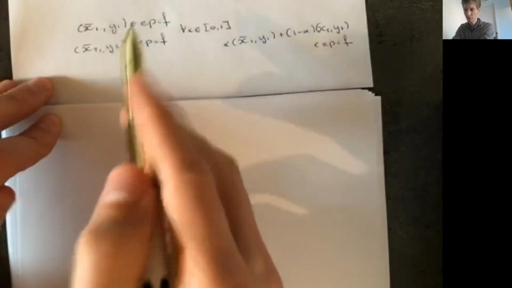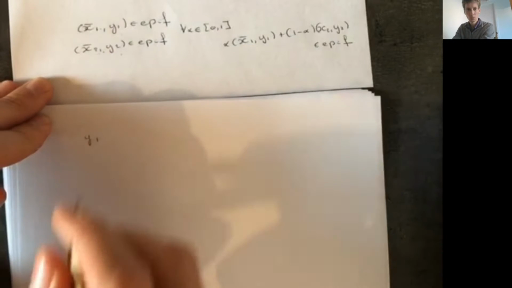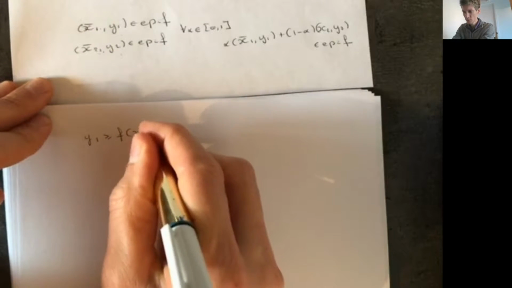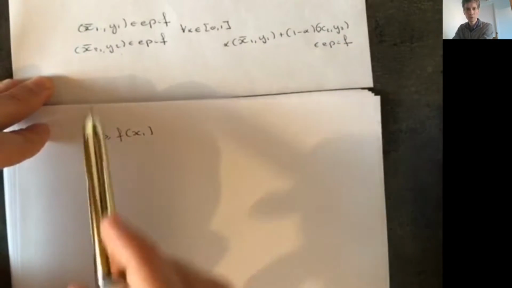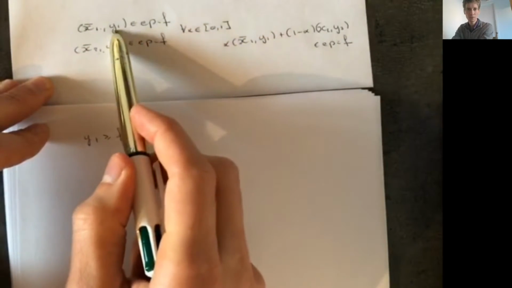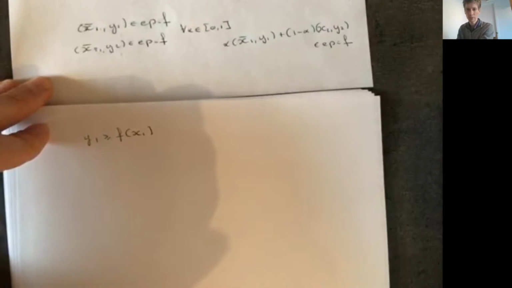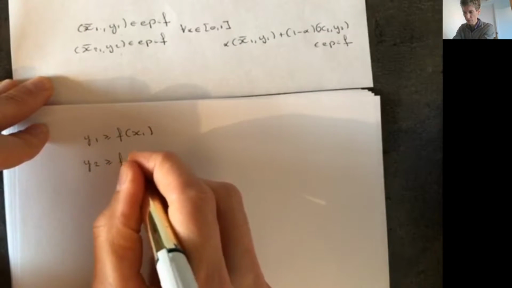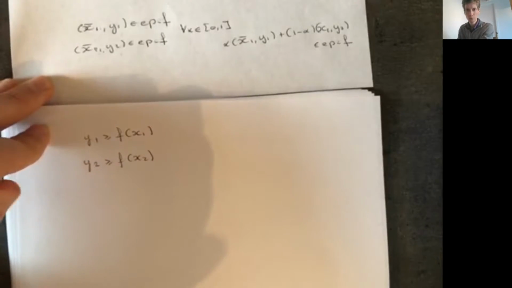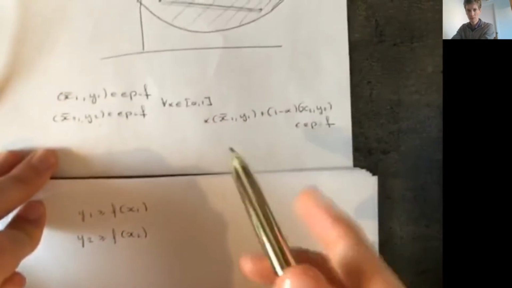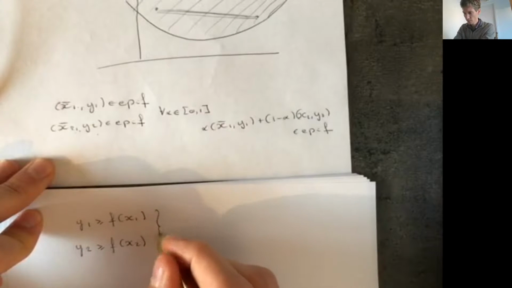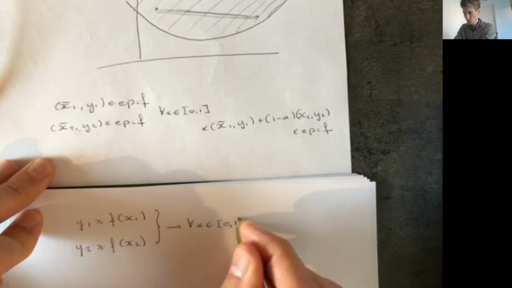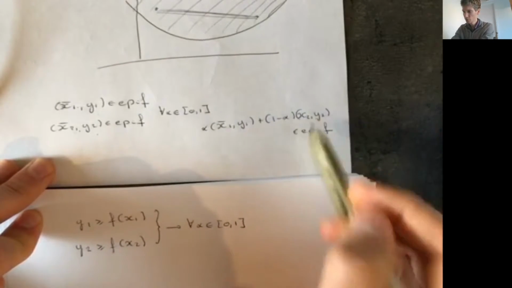Okay, so here this means that y1 is greater or equal to f of x1. This is the definition of the epigraph. This is in the epigraph if y1 is greater or equal to f of x1, and if I have a y2 greater or equal to f of x2, then for all alpha between 0 and 1, this should be in the epigraph.